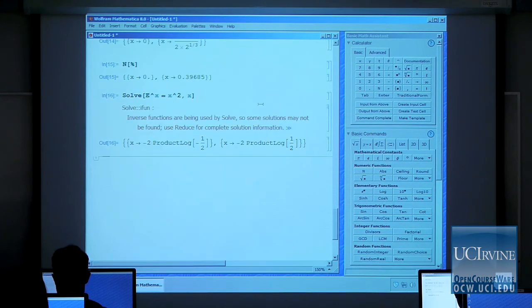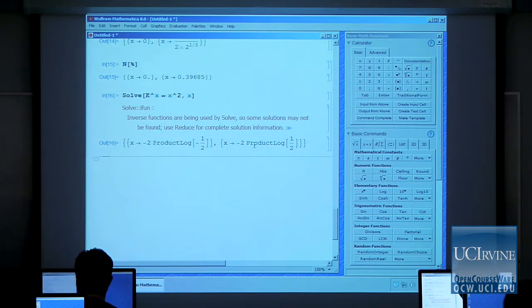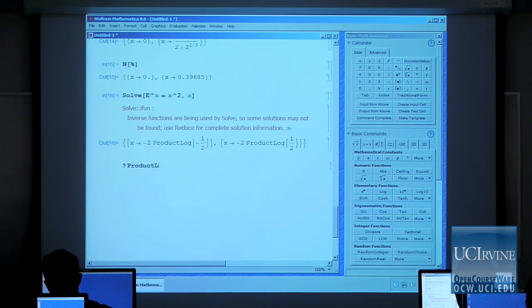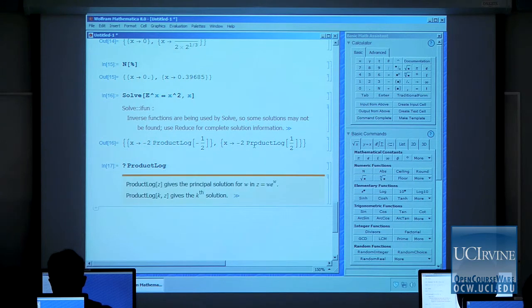So notice when we do that, we get the brown messages, which is usually not a good sign. And we get solutions, but they're written in terms of this thing called ProductLog. So we can find out what that is by doing the question mark. And it basically says that ProductLog is what we asked the thing to do. So that's not very helpful. Okay.